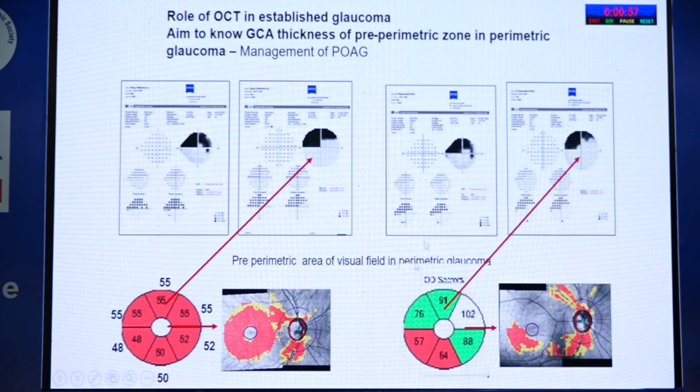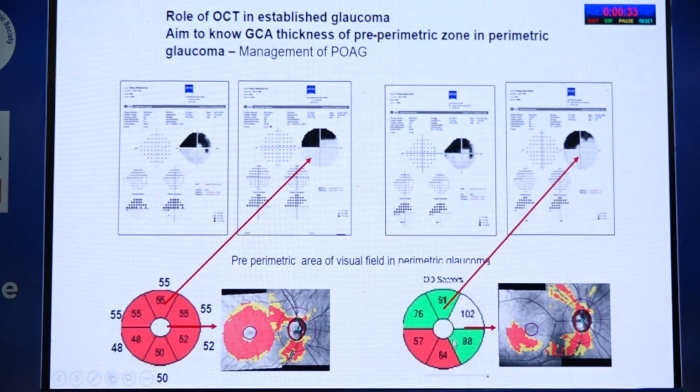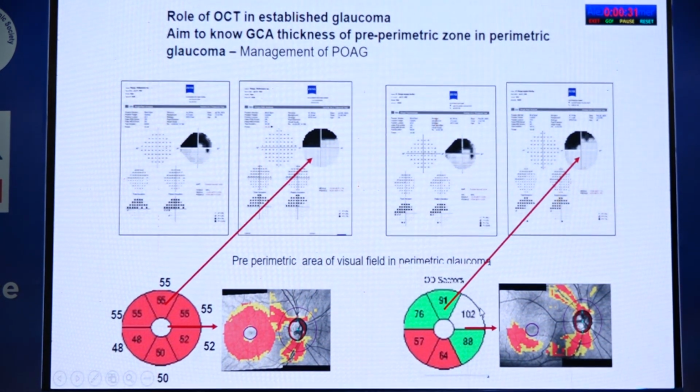If you look at these patients here, the scotomas look very similar, and the thickness has fallen to 55 inferiorly, yet the patient still has good vision. In the same patient, if you look at the scotoma here, the patient has 90 and does not have any scotoma here. So in these patients, though the visual fields look very similar, you have to be more aggressive compared to the patients where the GCC is much better.